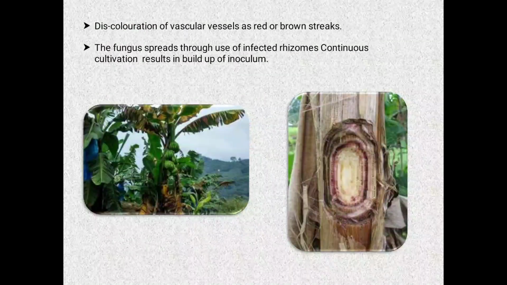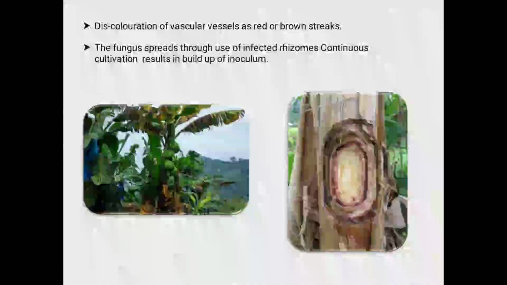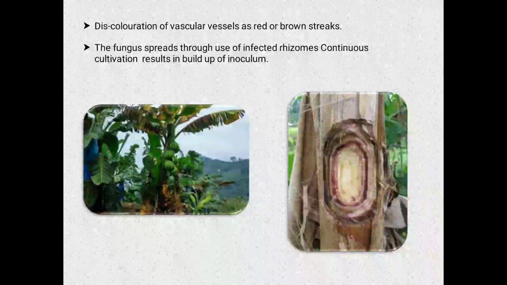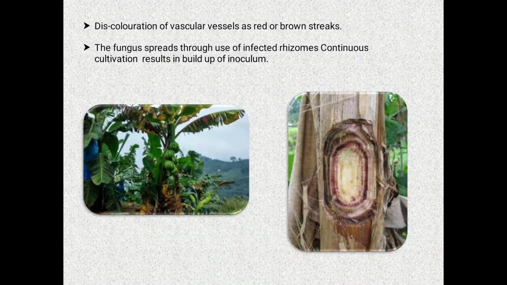Next symptom, the discoloration of vascular vessels as red or brown streaks. Discoloration means loss of its original color, and it becomes red or brown streaks. The fungus spreads through use of infected rhizomes. Continuous cultivation results in buildup of inoculum. It indicates that one should avoid monoculture or monocropping pattern to avoid such kinds of diseases.